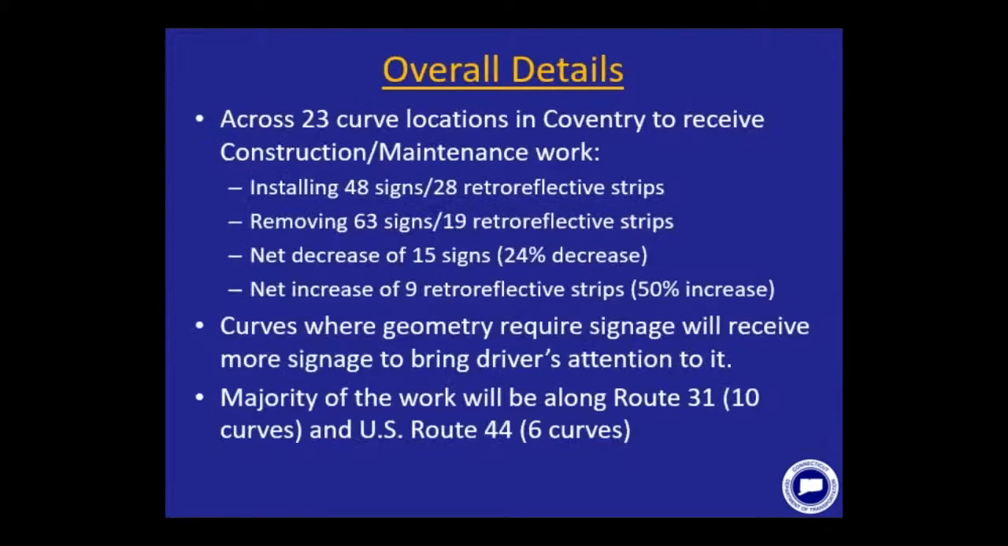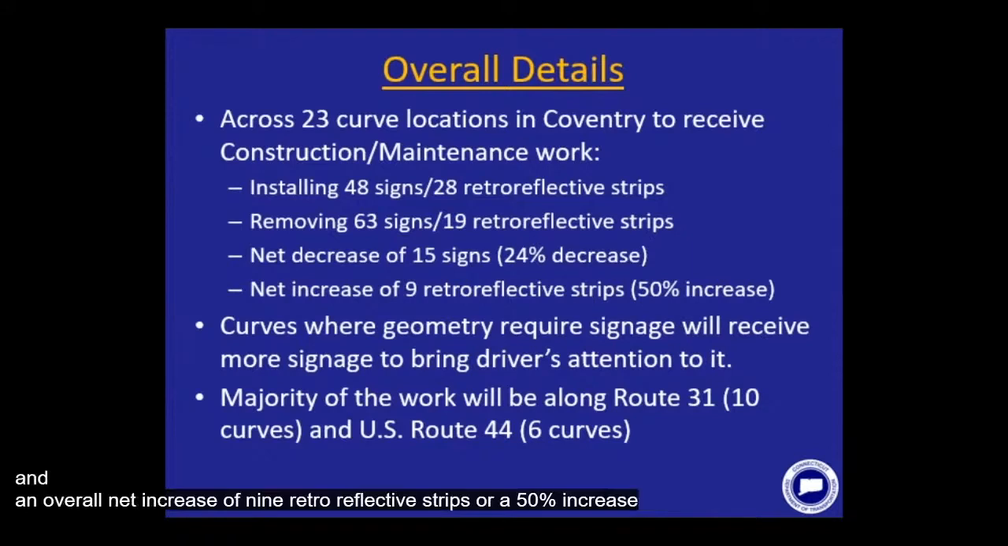So now let's tie everything together and take a look at the 23 curves in Coventry that are going to receive either construction or maintenance work. Collectively, we'll be installing 48 signs and 28 retroreflective strips, and we will be removing 63 signs and 19 retroreflective strips for an overall net decrease of 15 signs, or 24% decrease, and an overall net increase of 9 retroreflective strips, or a 50% increase.